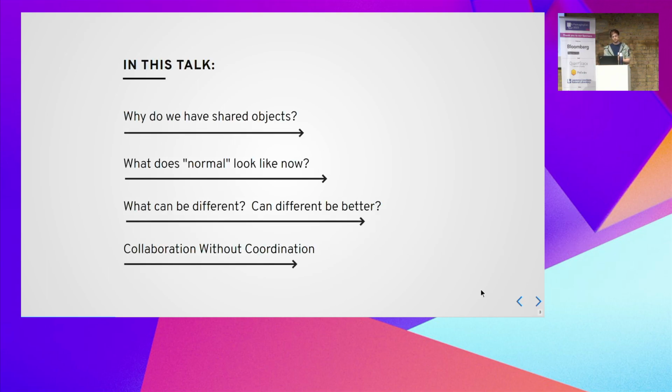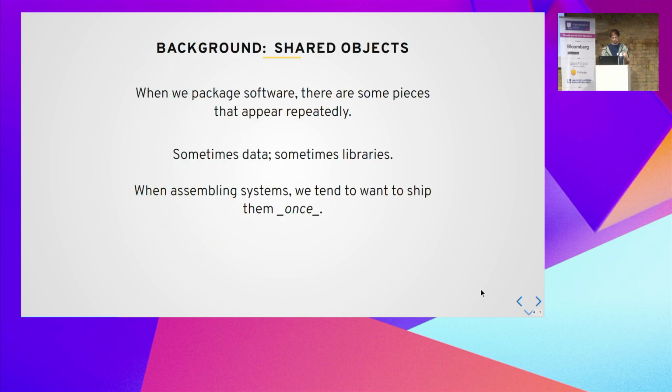So in this talk, I'm going to talk about what are shared objects, what does that mean, why do we have them, do a little bit of inspection of what normal looks like now, talk about what could be different and what could be better, such as finer cables, and then try to really get a hang of my ultimate goal, which is going to be ways that we can collaborate when building and shipping software without needing to coordinate. Not that other people aren't nice, but the more you can get done independently, the more productive you can be.